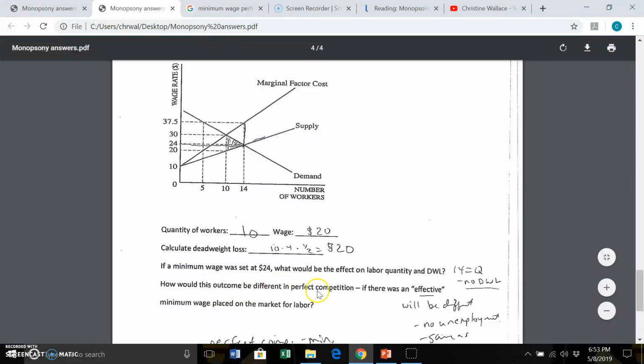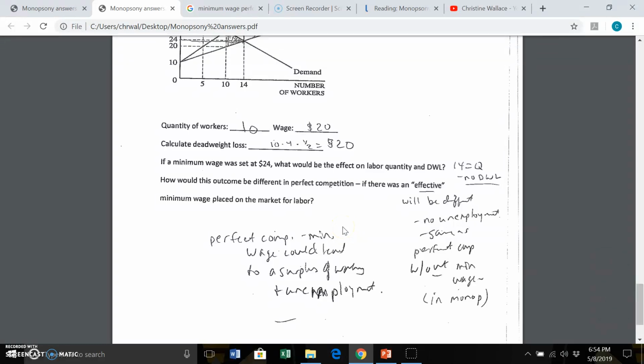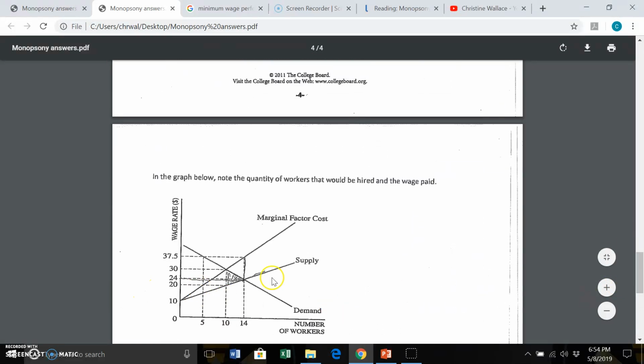How would this outcome be different in perfect competition? If there was an effective minimum wage placed on the market for labor, and you had a perfectly competitive market, a minimum wage leads to a surplus, as we saw before. At least up until a certain point, the minimum wage could potentially lead to, in this example with a minimum wage at 24, the perfectly competitive market outcome. It doesn't have to. It depends on where that minimum wage is set. It could certainly be set up here and it would be as problematic.